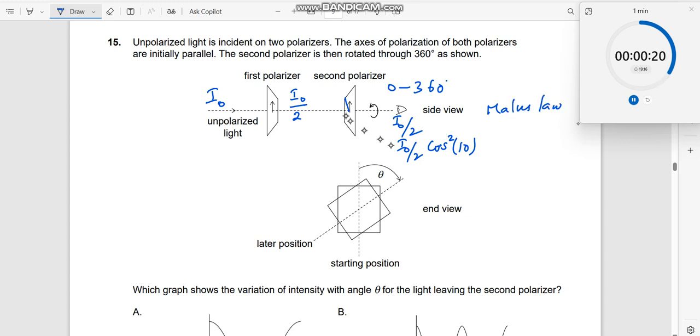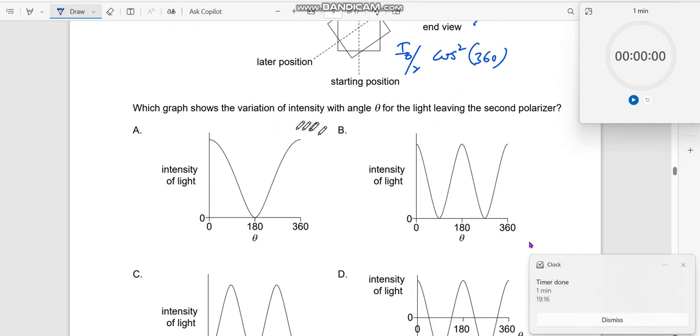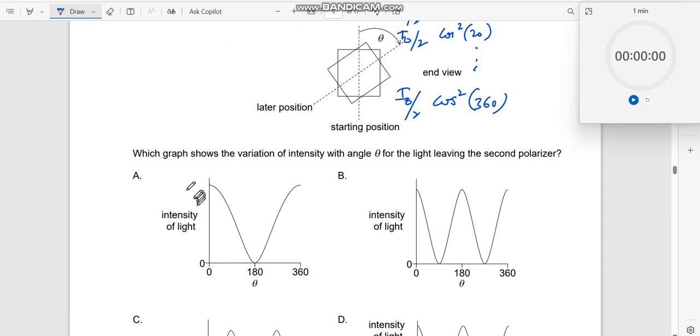If I do it for 20 degrees, I get I naught by 2 into cos squared of 20. Like this, I keep varying from 0 degrees to 360 degrees, which means I come back to the same position. That is what has been given here, cos squared of 360. Now what has been asked? Which graph shows the variation of intensity with angle theta for the light leaving the second polarizer? For all the angles he has drawn these reference points and wants to find out which of these graphs obeys this.